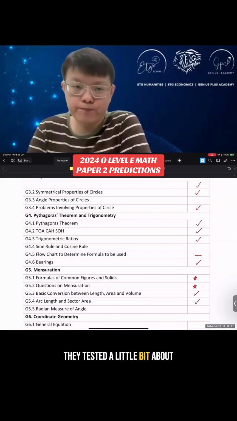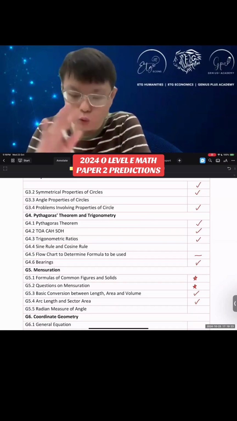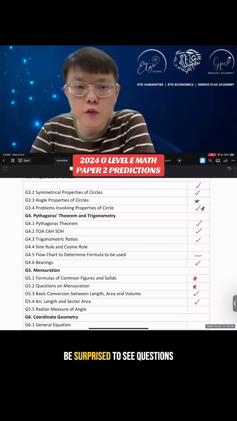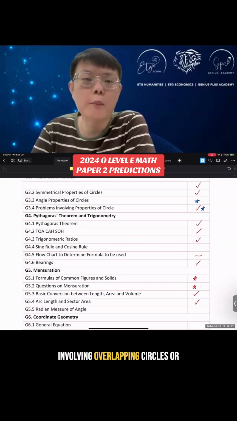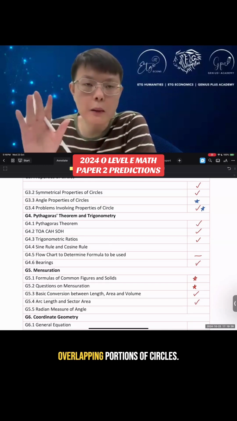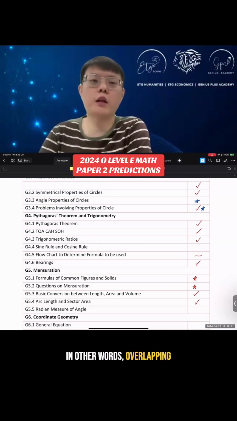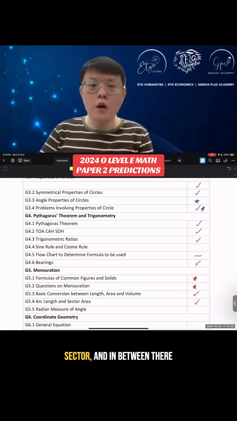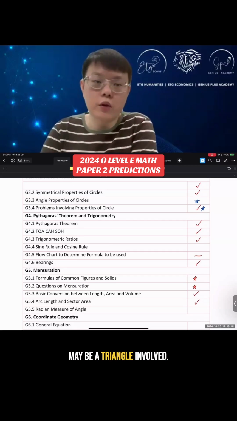Metric properties of circles was not tested. They tested a little bit about the circle, but that's it. So expect your geometric properties of circles to be tested. Do not be surprised to see questions involving overlapping circles or overlapping portions of circles. In other words, overlapping sectors of a circle. So one big sector, one small sector, and in between, there may be a triangle involved.